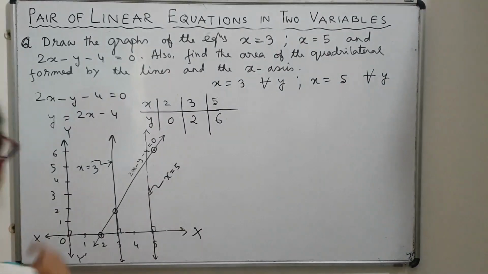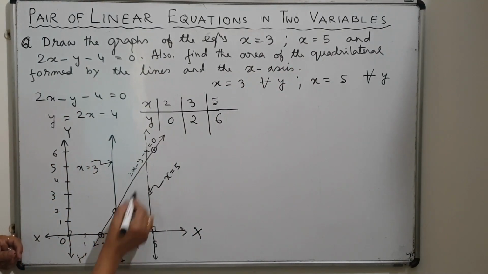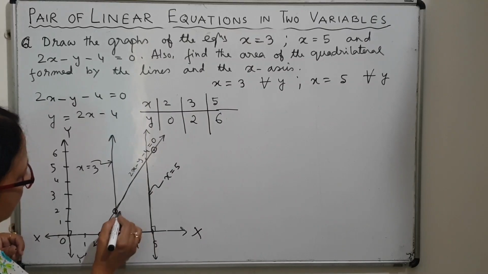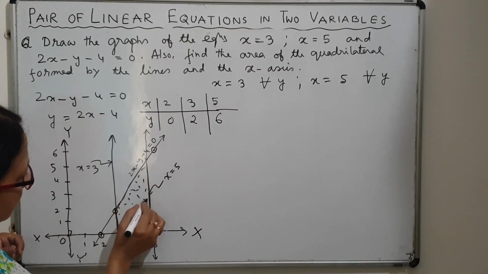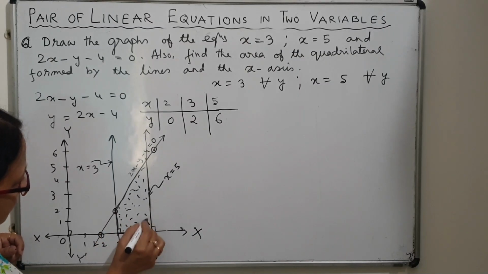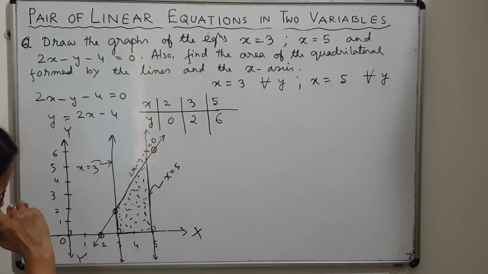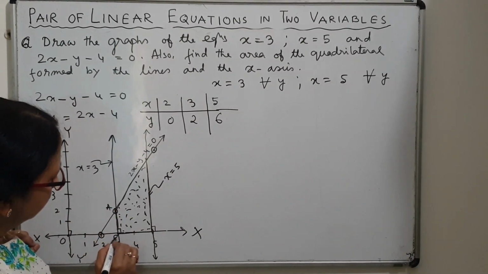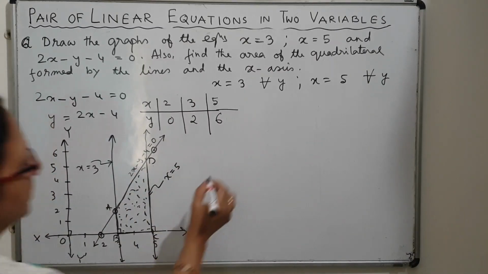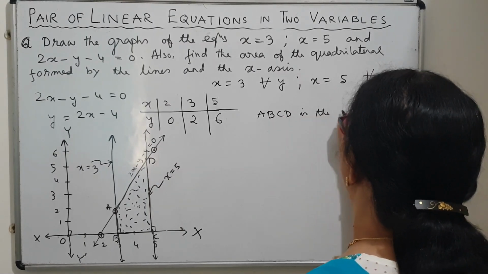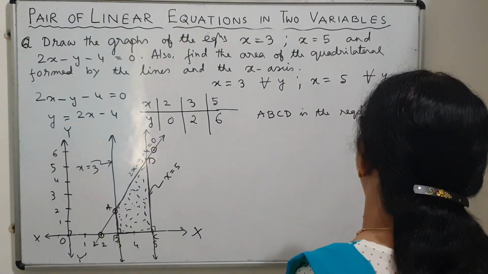So you see what you have to find now: the area of the quadrilateral formed by the lines. So this is one line, this is another line, this is the linear equation in two variables, and this is the x-axis. So this is the area. Let us name the quadrilateral A, B, C, D. So ABCD is the required quadrilateral.